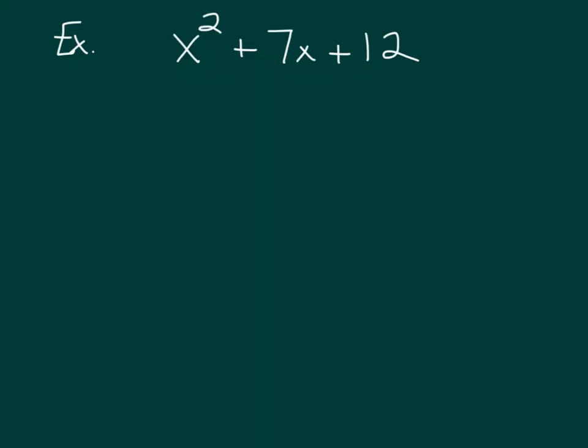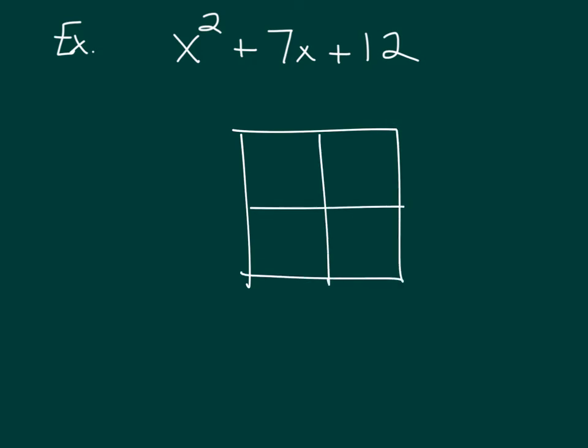All right, step 1 said draw a box that is 2 by 2. Done. Step 2 said put the first term in the top left and put the last term in the bottom right. Check. Done. Step 3 said multiply the first and last terms. So in this case, I'm multiplying 1 times 12, which gives me 12. Step 4, find two factors that are going to equal that middle term. The middle term in this problem is a 7.